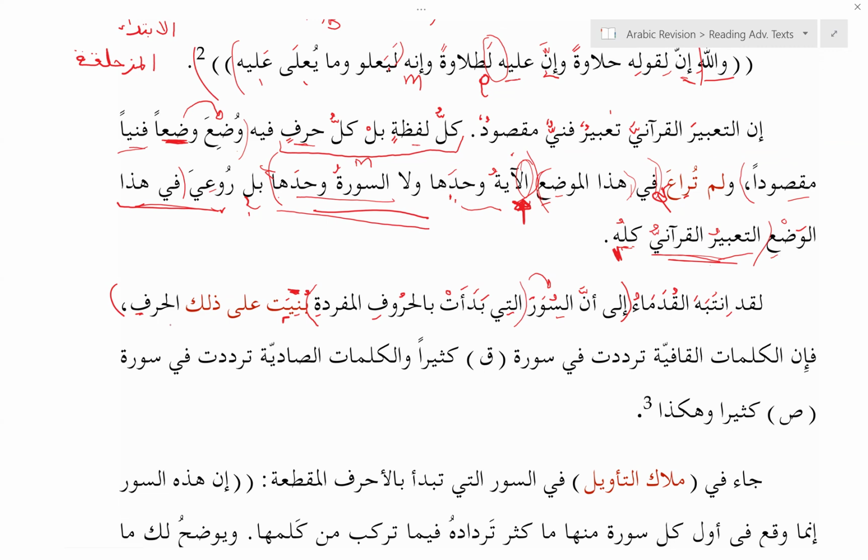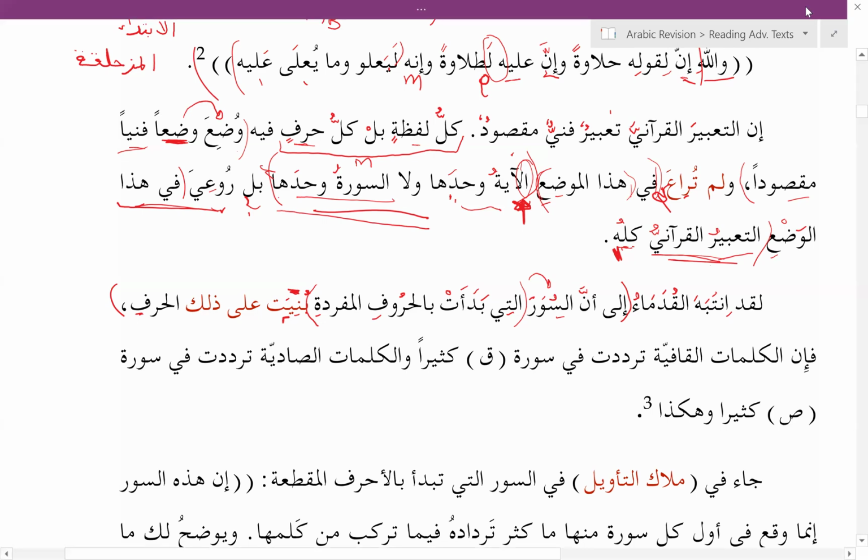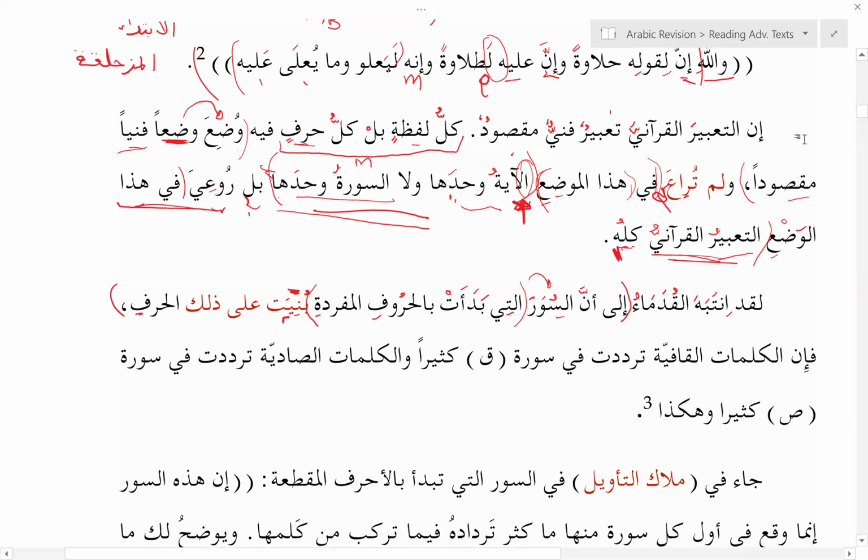So let's try and see if we can get into it. لقد انتبه القدماء. Literally it means ancients, but we're not going to translate it as ancients. So the earlier generations would say: the earlier generations were already aware, intabaha, to be aware, because it's lazim. So they were already aware.